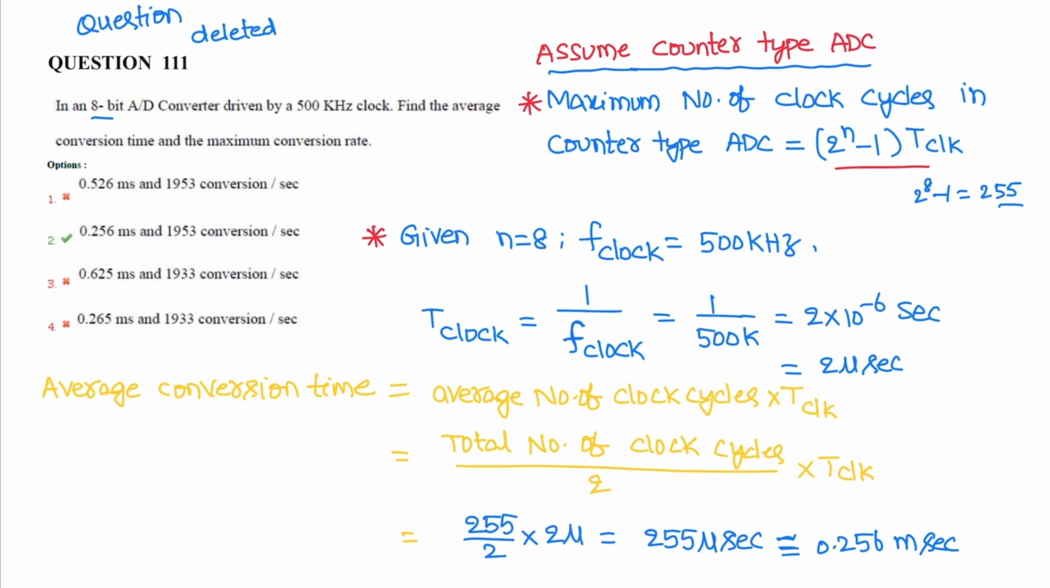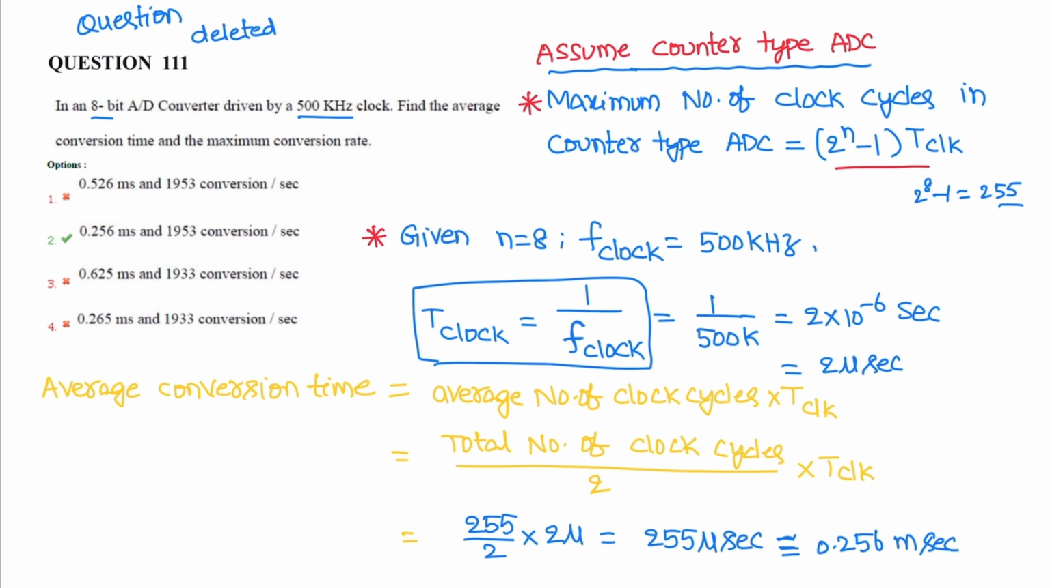Also given in the question, clock frequency is 500 kilohertz. So we know that time period is equal to 1 by frequency. Now time period of clock is equal to 1 by 500 kilohertz, which is 2 microsecond. Clock time duration is 2 microsecond.